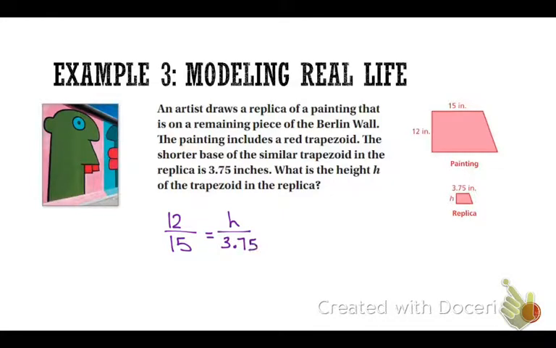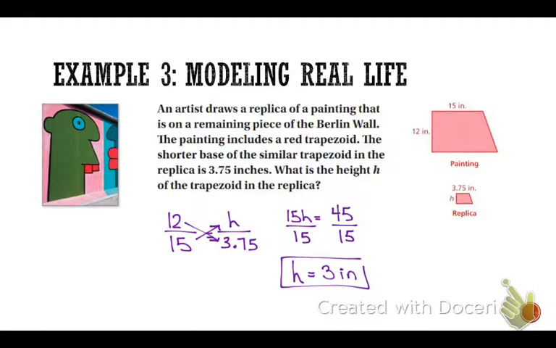3.75. You guys remember your cross products? Yes. Okay, so cross products say 15 times h and 12 times 3.75. You get 15h equals 45. Now, how would I solve for h? Divide by 15. So that means the height of the replica is 3 inches. As long as your proportion sets up the same thing on both sides.